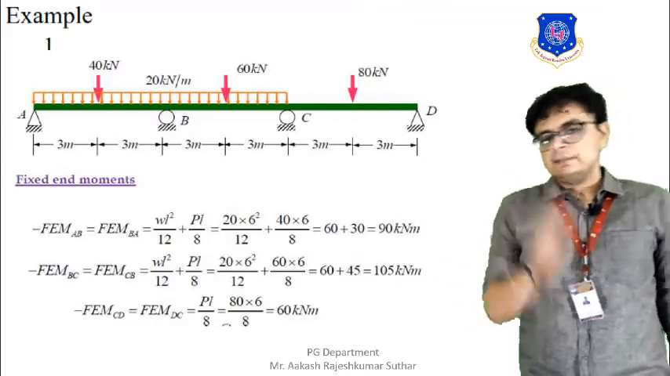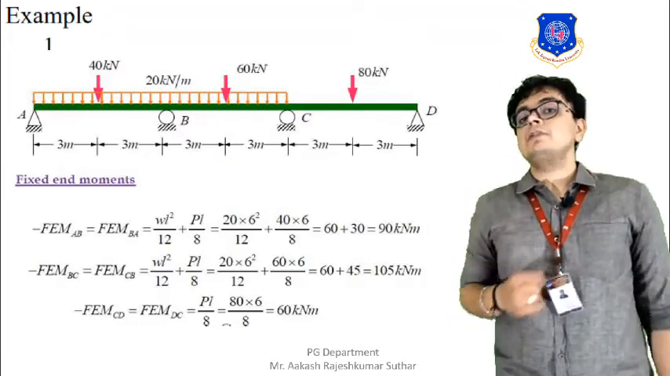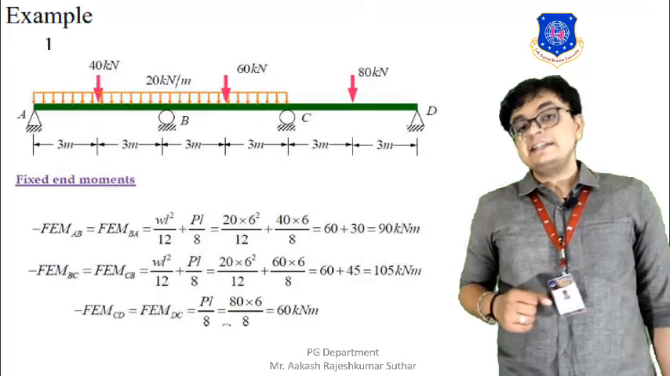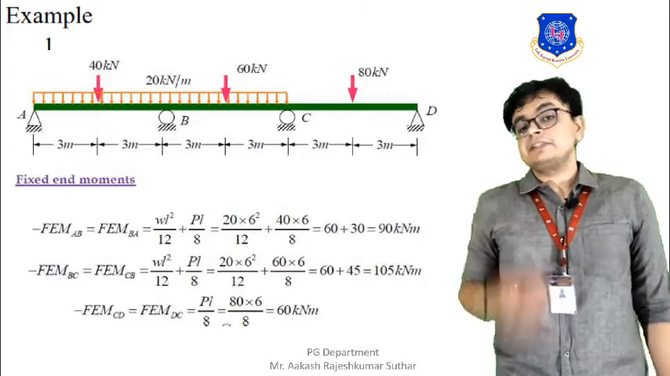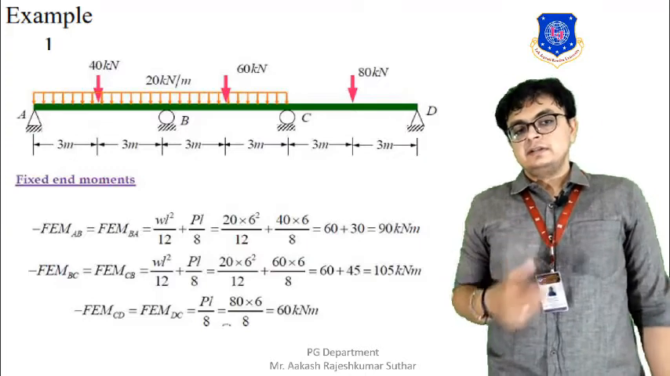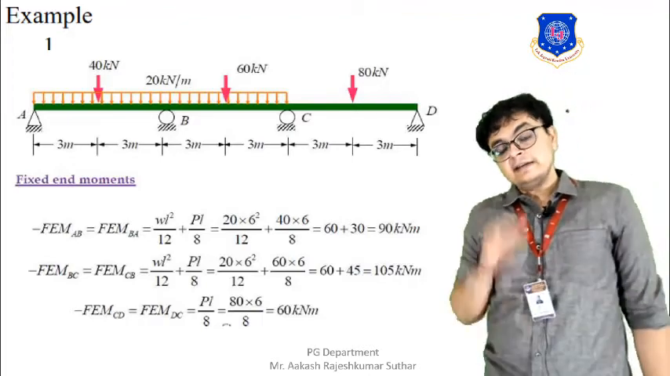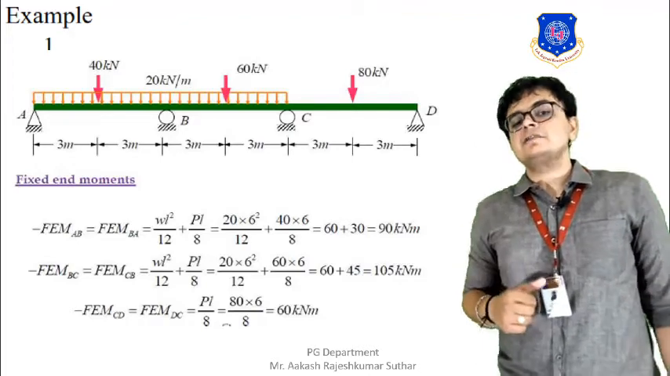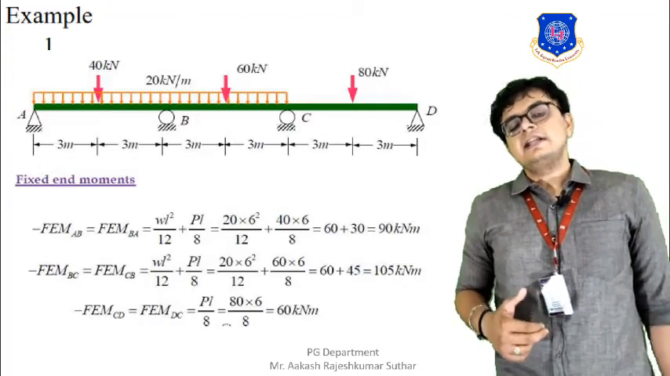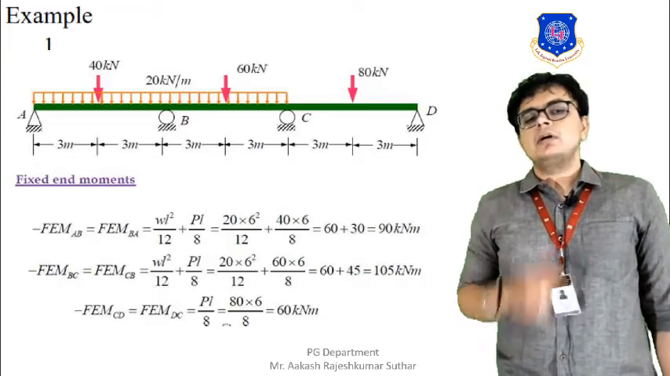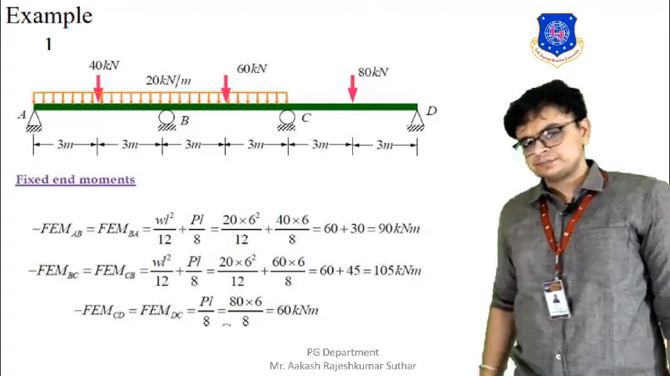In the AB span and BC span there is a uniformly distributed load of intensity 20 kilonewton per meter. Okay. Span AB has a span of 6 meter. UDL is acting at 20 kilonewton per meter, and at the same time, at the center of the span, means at a distance of 3 meter from the joint, we have a concentrated point load of intensity 40 kilonewton. You can see over here.